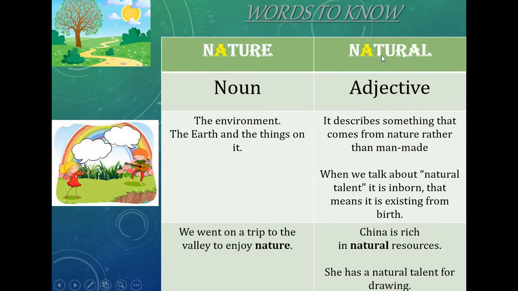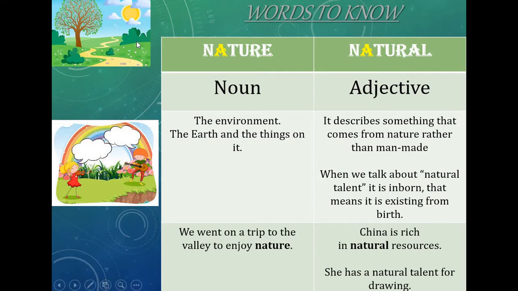Now focus on the word natural. Natural as a general meaning, it describes anything that comes from nature. It describes because it is an adjective, okay? And it is talking about nature as itself. It is not talking about man-made. So when we say natural resources, like China is rich in natural resources, it means it has a lot of natural resources that came from our God. They are not from people.